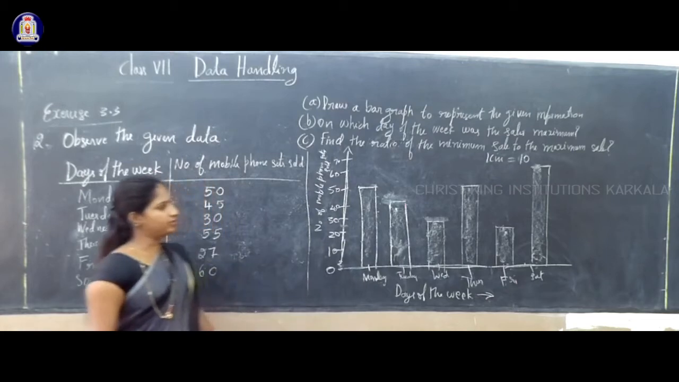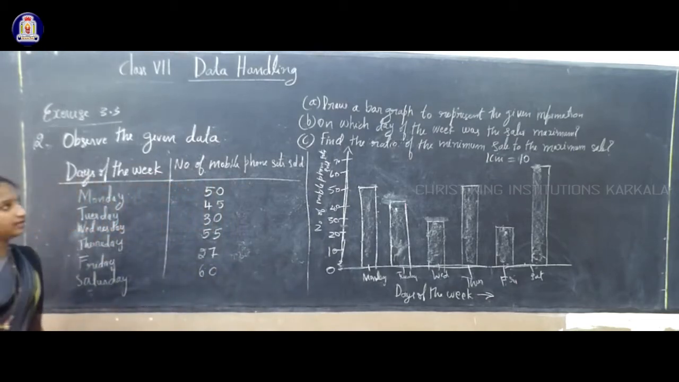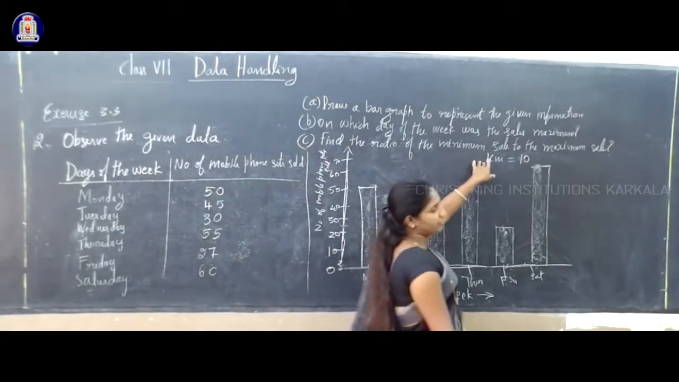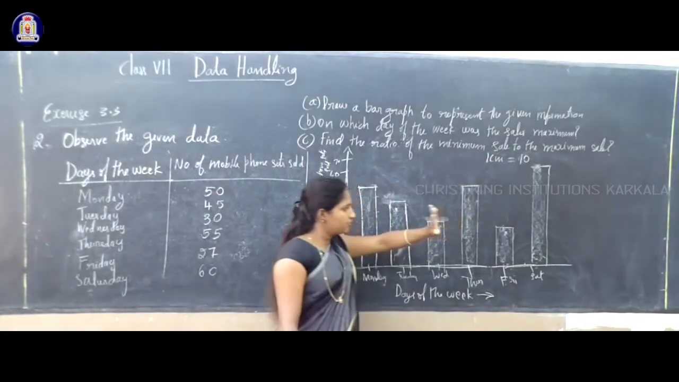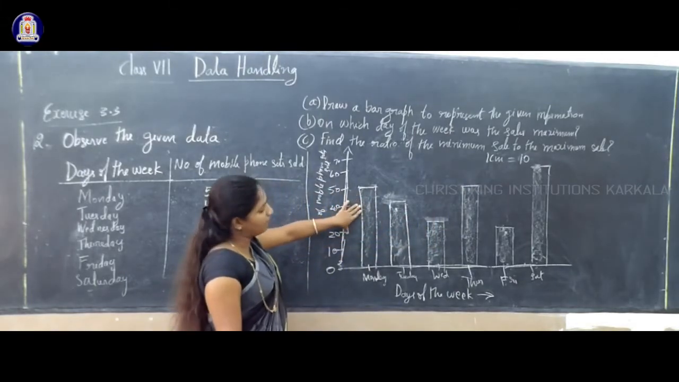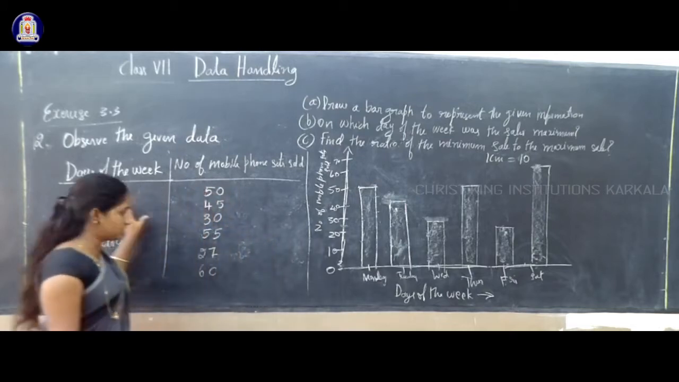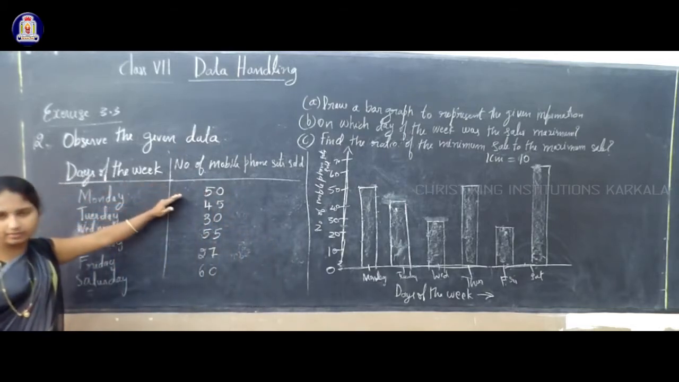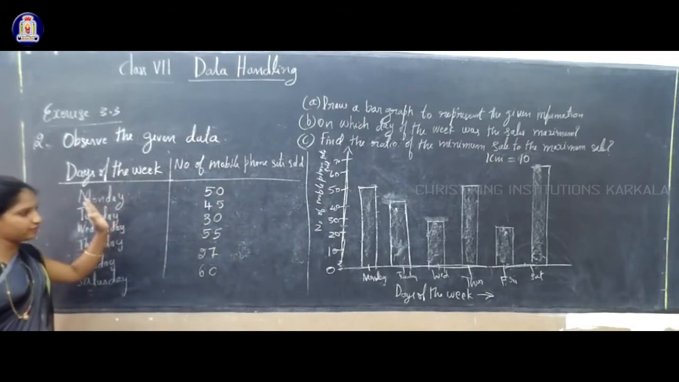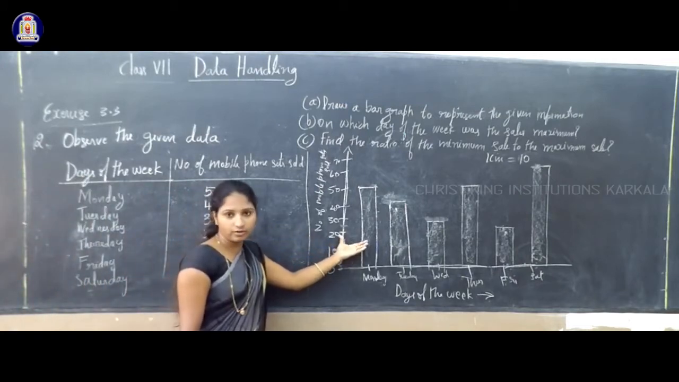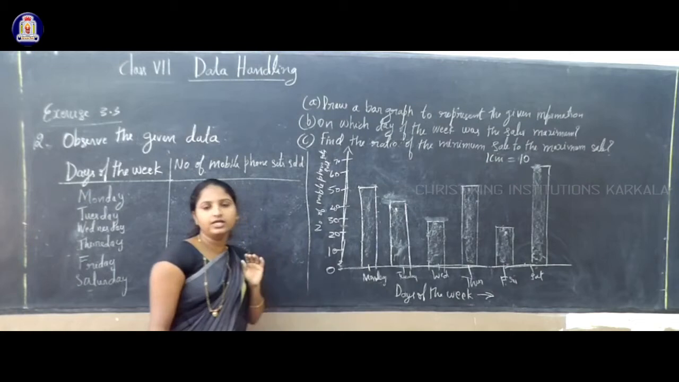Now by using the bar graph, you can answer the following questions. The first question is, draw a bar graph to represent the given information. So here we drew the bar graph and represented the given information. Monday, how many mobiles sold, and Tuesday, Wednesday, like this.